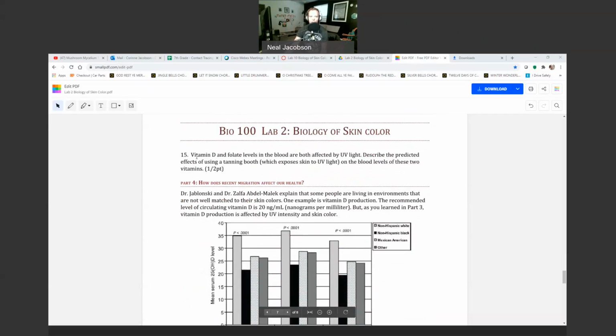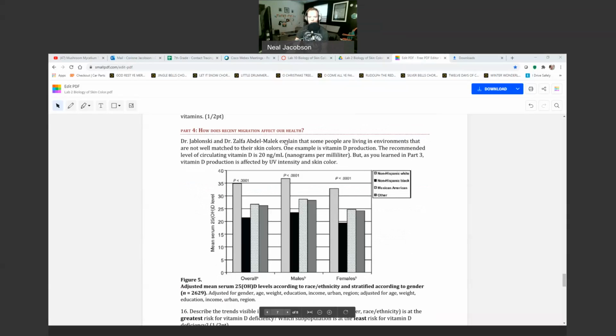All right. Vitamin D and folate levels in the blood are both affected by UV light. Describe the predicted effects of using a tanning booth, which exposes you to UV, on the blood levels of these two vitamins. Well, I think you guys can answer that yourselves. We know that UV destroys folate and we know that it boosts vitamin D. So you should be able to tell me what using a tanning booth would do to both of those levels.